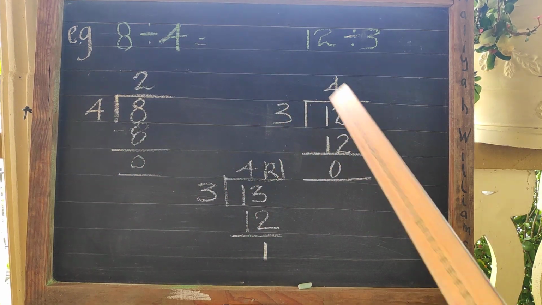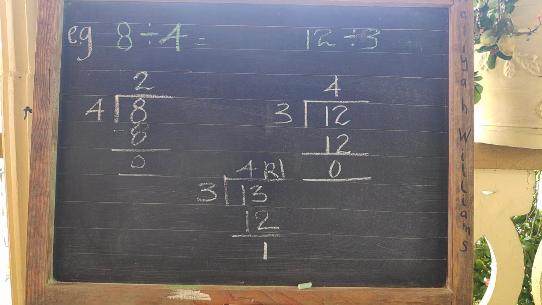Alright? So this is how we are going to be doing division. Today we're going to be doing division with no remainders. I just showed you one remainder just so you could understand when I said no remainder. So today we will be doing that.